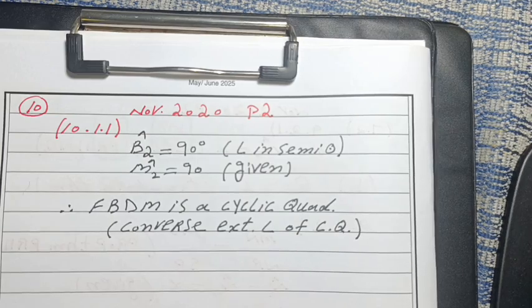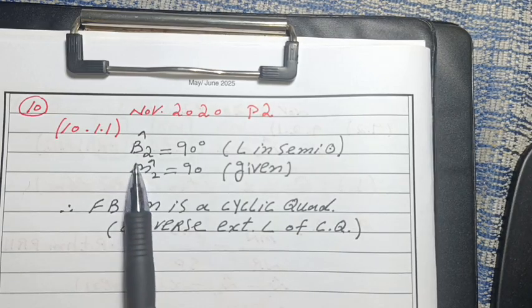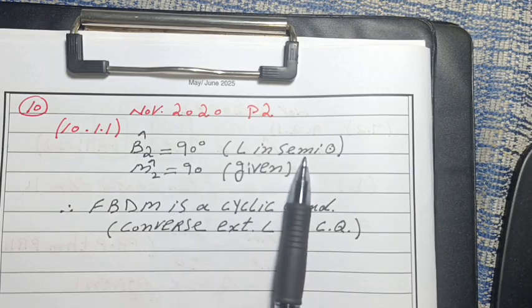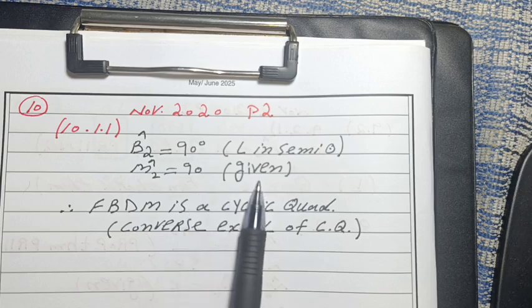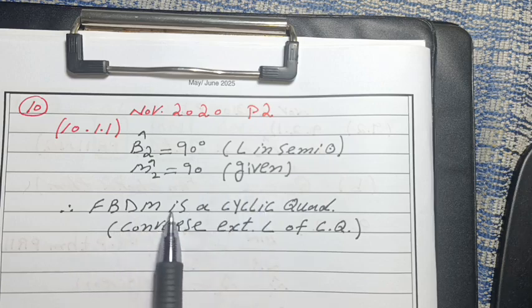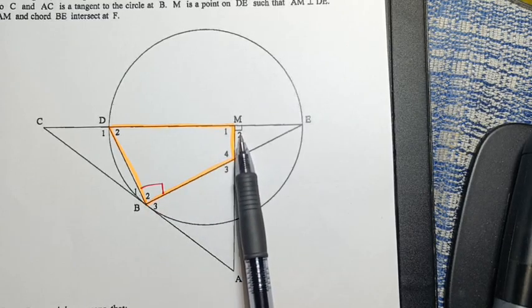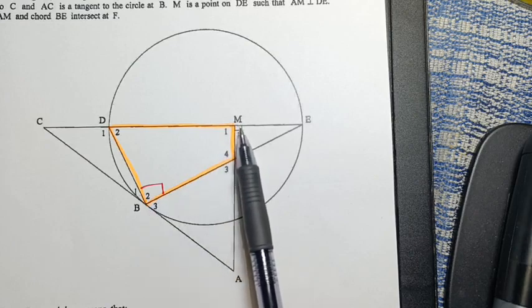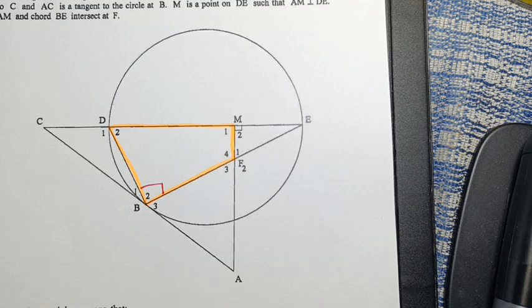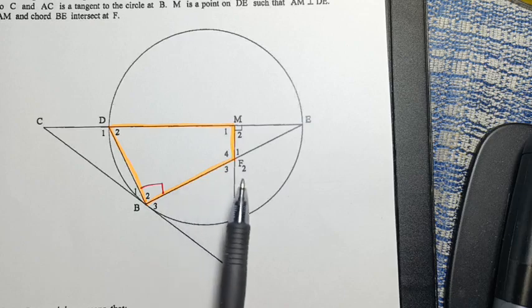Sorry, my camera was off, I realize now. So angle B2 is 90 degrees, angle in a semicircle. Angle M2 is 90 degrees, given. Therefore FBDM is a cyclic quad, converse exterior angle of a cyclic quad. So angle B2 is equal to angle M2, exterior angle of a cyclic quad. We give the reason: converse exterior angle of a cyclic quad. Therefore FBDM is a cyclic quad.